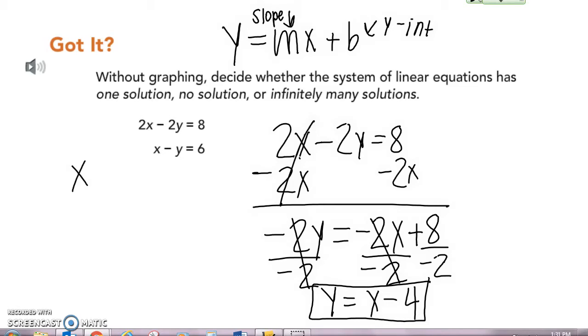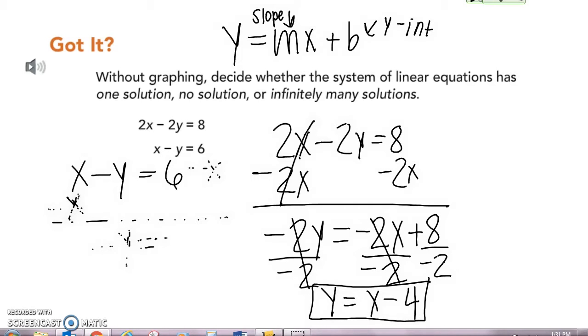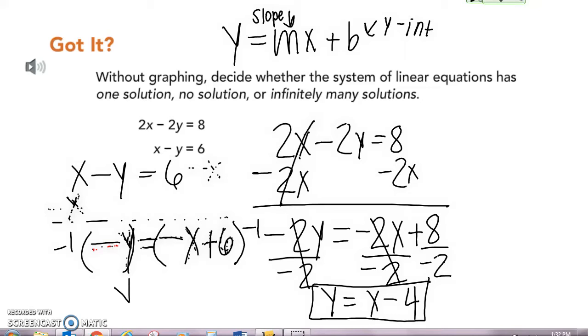Looking at the other one, x minus y equals 6. I have to bring x over to the left, so I'm going to subtract x on both sides. My board is not cooperating with me today. So this would be negative x plus 6. Negative y equals negative x plus 6. Then because the y is negative, I'm going to multiply both sides by negative 1 to get it to be just y. Okay? So that's going to be y equals, just switch the sign, x minus 6.